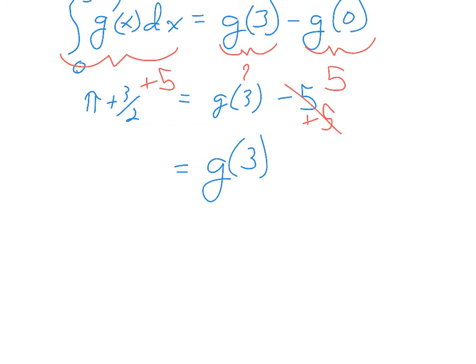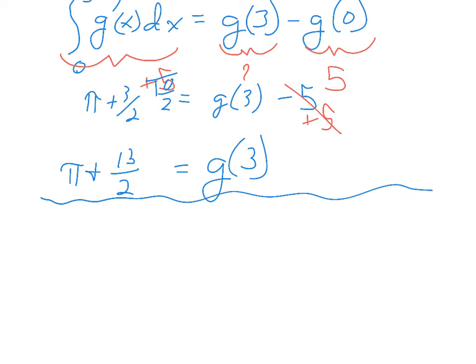And we now have pi plus, this is 3 halves plus 5, so this is like 10 halves. So that will give me plus 13 halves. And there's g of 3. Okay, let's keep going because we also want to find g of negative 2.